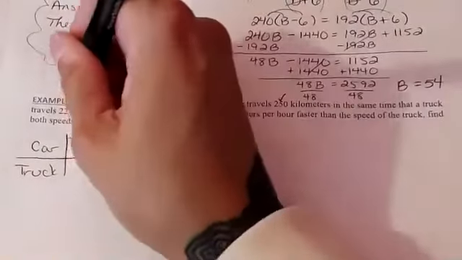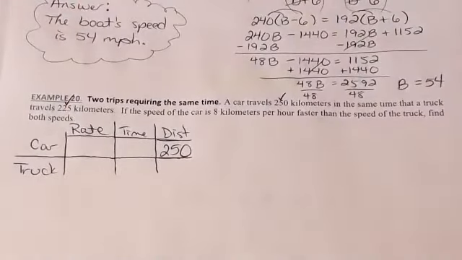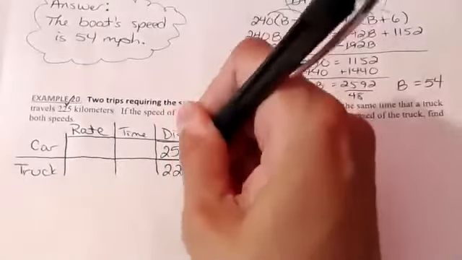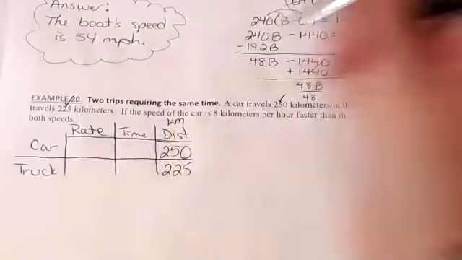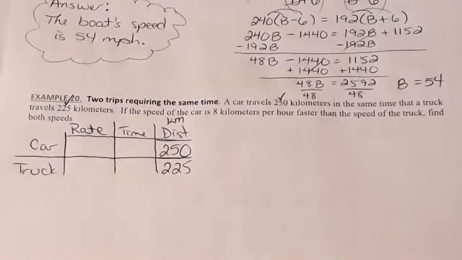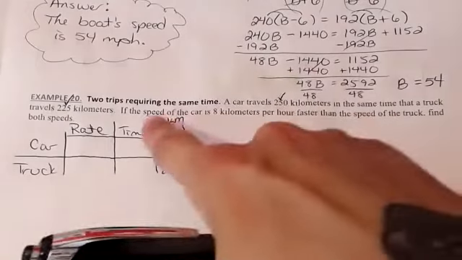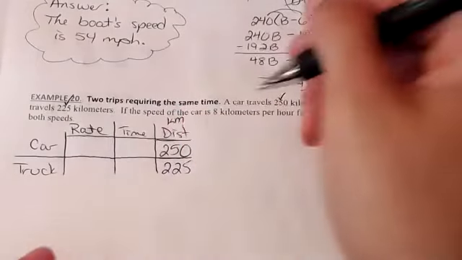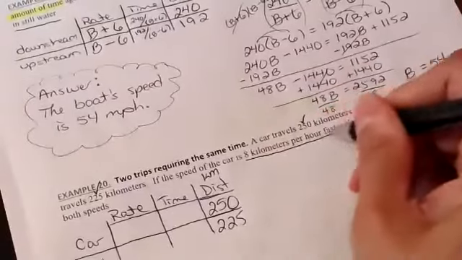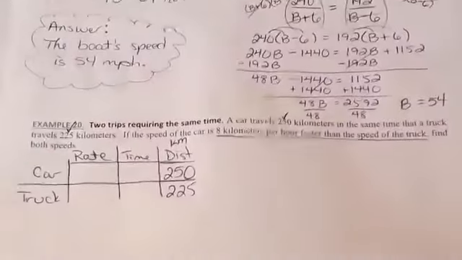Okay, where would you place the 225? Don't say it out loud. Go ahead and throw this into the chart. Okay, you should have placed this in the distance for the truck. Notice that distance is in terms of kilometers. I'm going to write kilometers right above it, just so that we keep that in mind. You're then told the speed of the car is 8 kilometers per hour faster than the speed of the truck.